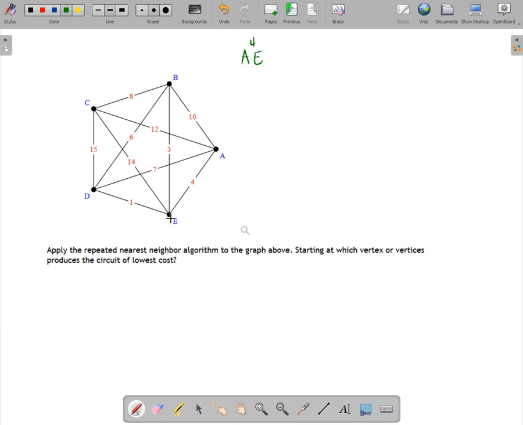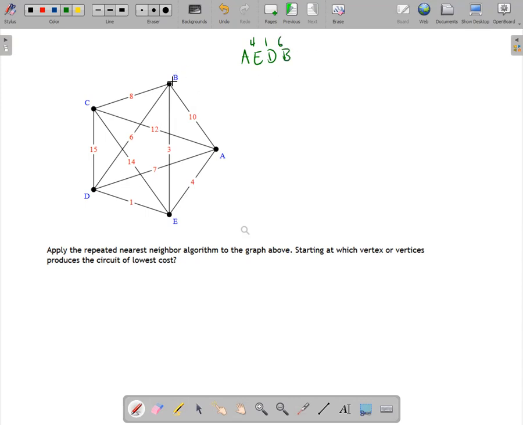From E, I would go to, let's see, D to E looks pretty cheap. And my options are 1, 14, and 3. I can't go back to A. So 1 is cheapest to D. From D, I can't go back to E or A. I need to pick a vertex I haven't been to yet. And so that's either 6 or 15. So the 6 is the cheapest to B.